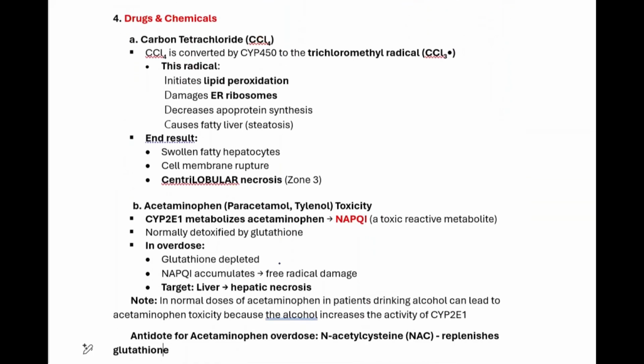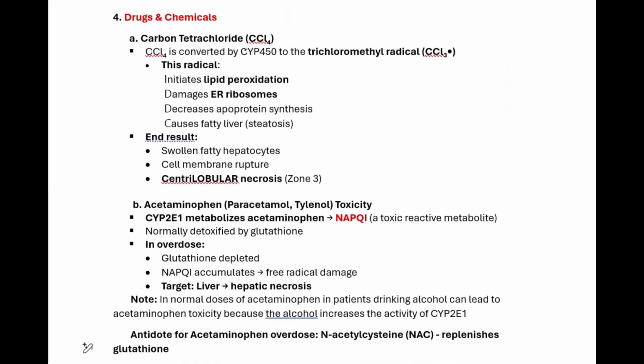Moving on to the next source of free radicals, which is from drugs or chemicals. A chemical like carbon tetrachloride is converted by your cytochrome P450 into trichloromethyl radical. And guess what this radical is going to do? This radical can induce lipid peroxidation, so it's going to damage the cell membrane, or the membrane of those organelles.